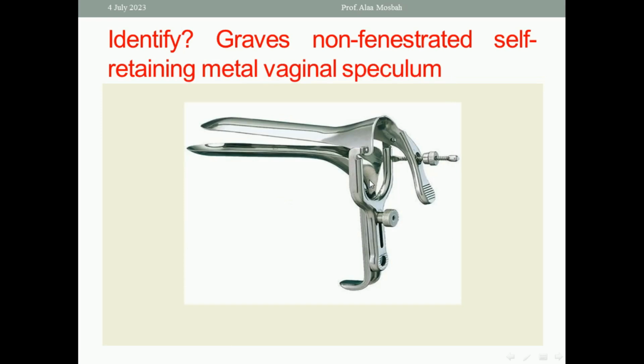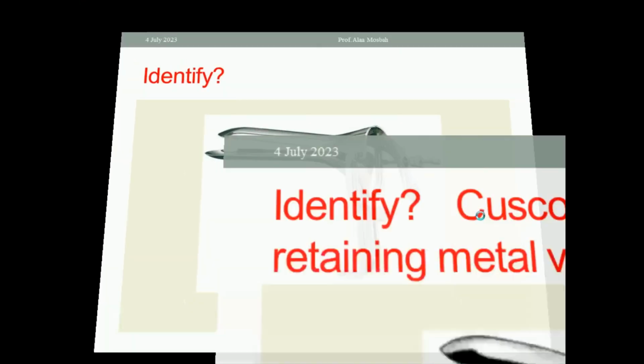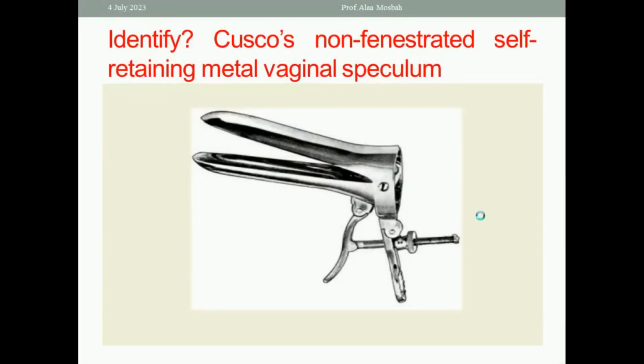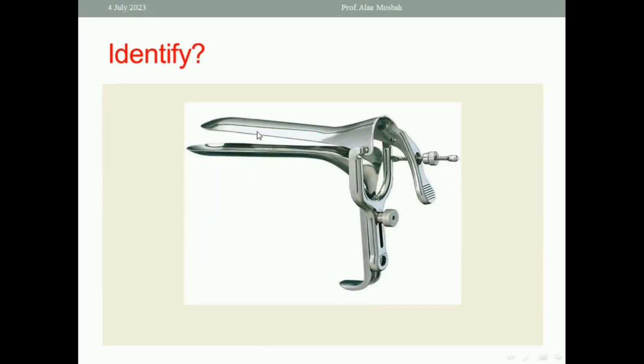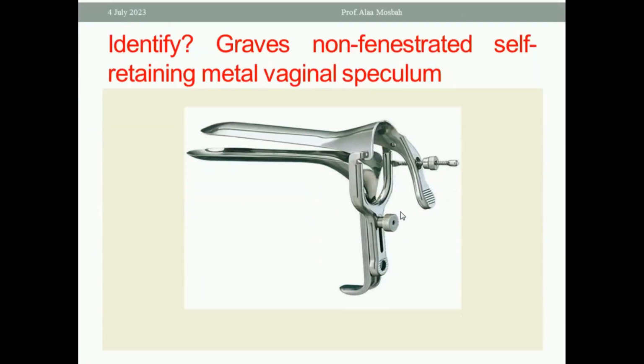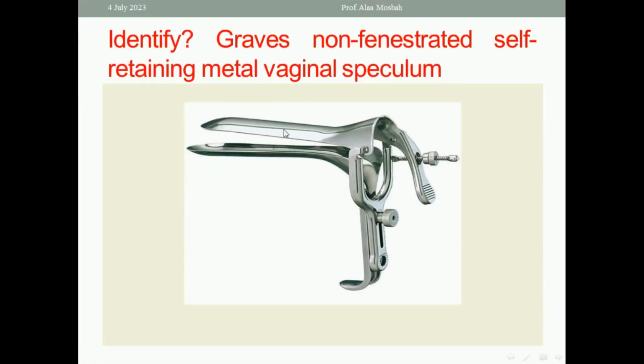So the previous picture, please notice the difference. This is the Cusco speculum, only one screw. The upper plate and the lower plate are equal in size. What about Graves? In Graves, the upper plate is shorter than the lower plate, as you see here. Also, it has two screws, not one screw as Cusco. So Graves has two screws, and the upper plate is shorter than the lower plate. Okay, let us go to the next.